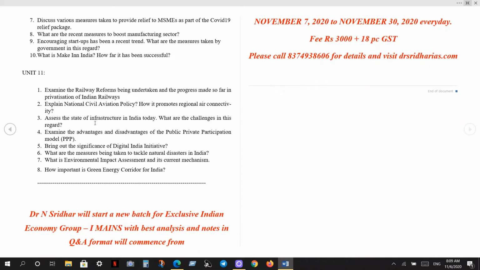Then advantages and disadvantages of PPP models, what are the delays, the Digital India initiative, natural disaster management, what are the mechanisms available and what are the recent measures. We do have national disasters recently. Then environmental impact assessment, is it good for every project, including the new capital for Andhra? We always have an issue from the National Green Tribunal, and even the central government has to give environmental clearance. Then green energy, green corridor. How important the green corridor is has to be seen.